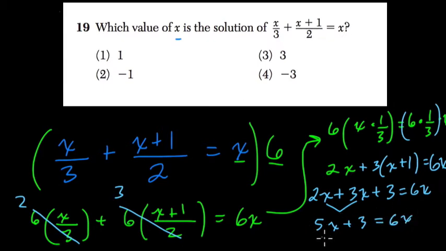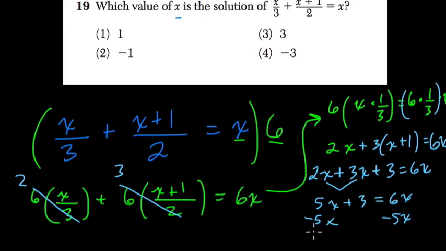Subtract 5x from both sides, right? Minus 5x, minus 5x. What am I going to get? Well, this cancels out, and 3 is equal to x. So here I would choose 3. x is equal to 3, and you can test it.